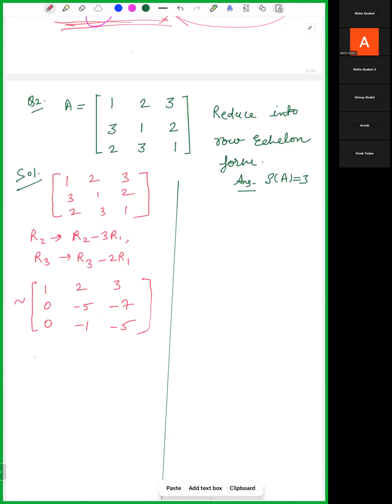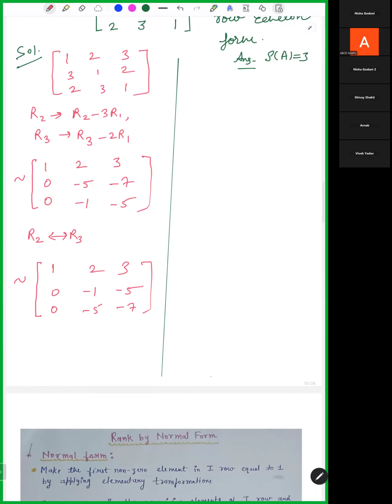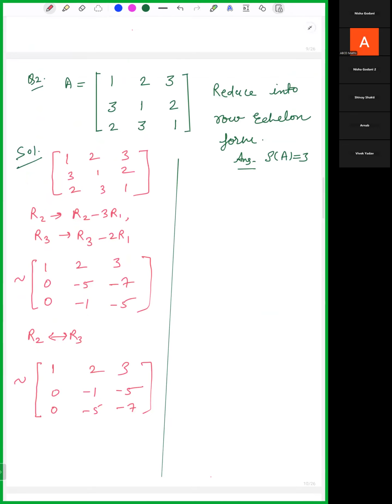The easy thing is that you can interchange R2 with R3, because it is very easy when you have 1 or minus 1. So 1, 2, 3, 0, minus 1, minus 5, 0, minus 5, minus 7. Okay. Now it will be easy for you. Now you can make this minus 1 equal to 1 by multiplying by minus 1. Otherwise, without making it 1, you can do directly. So what can you do directly? In R3, you can subtract minus 5 times R2.